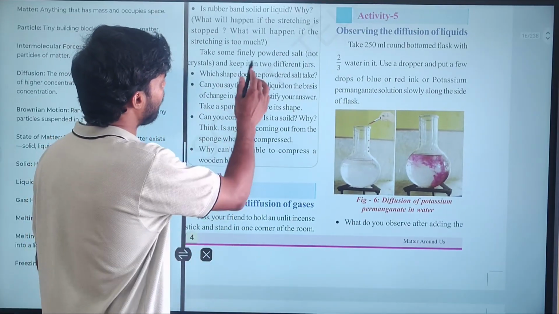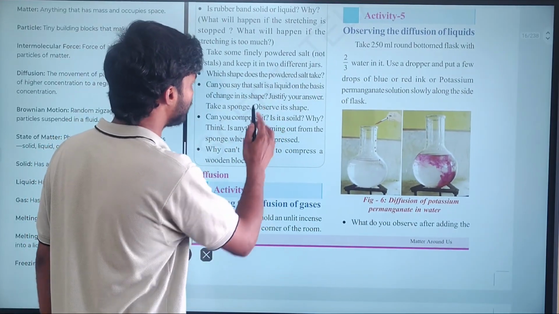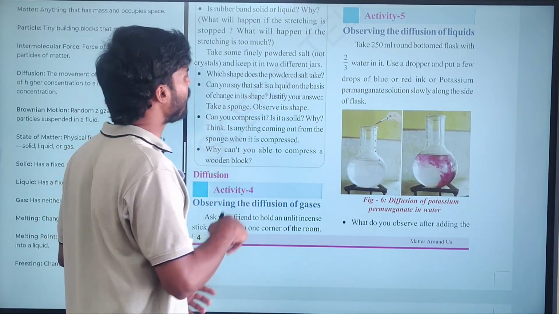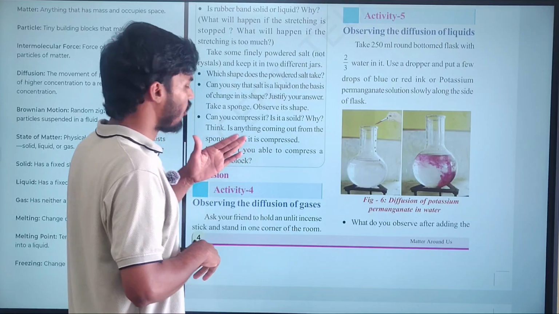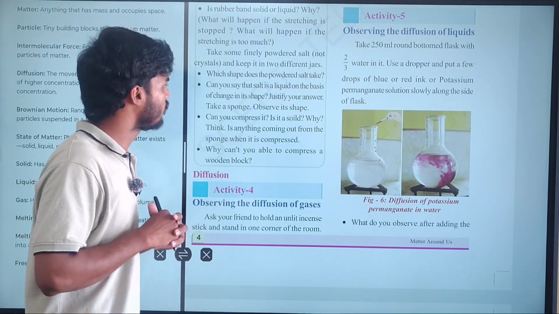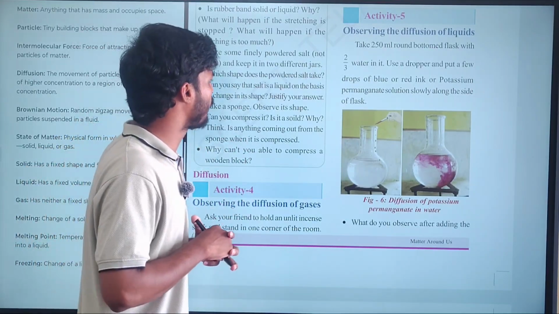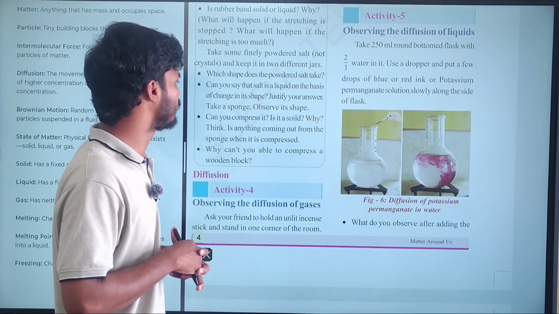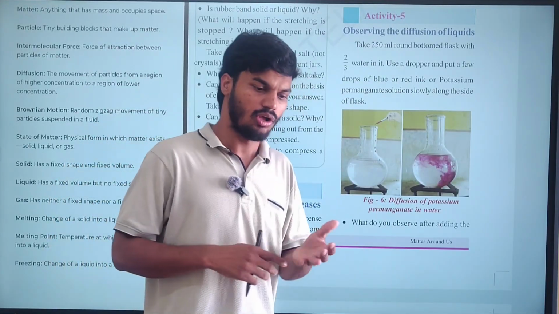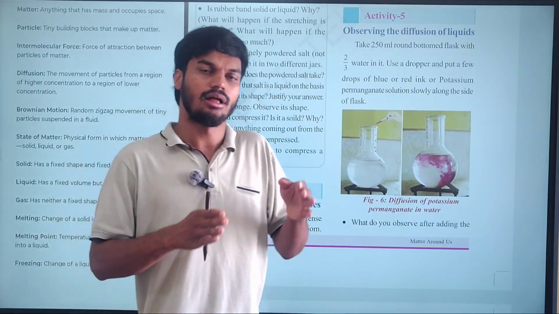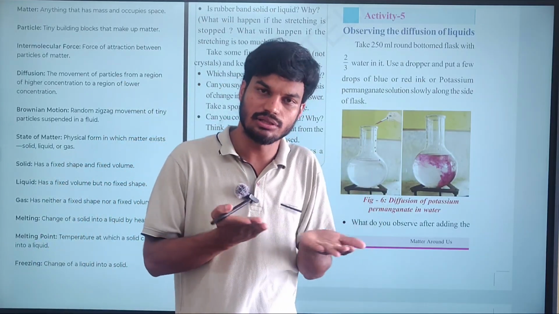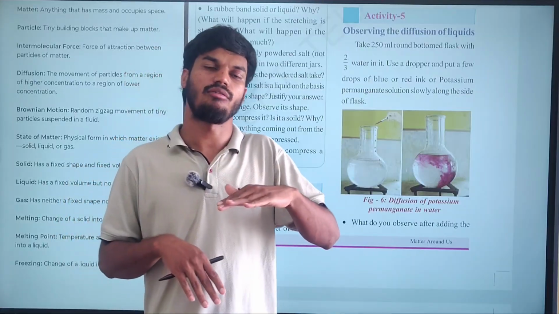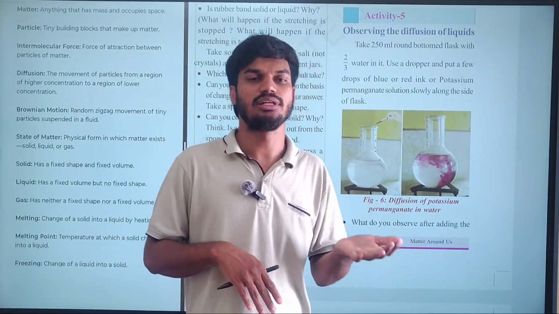Take some finely powdered salt. You have to take the salt in the form of powder, not in crystal shape, and keep it in two different jars. After keeping it in two different jars, what do you have to say? Which shape does the powdered salt take? Can you say the salt is a liquid on the basis of its change of shape? Justify your answers. While you keep the powder in a jar, the shape of the powder depends upon the jar container. Clear? The shape of a solid powder, whatever solid we are taking, depends upon the container.